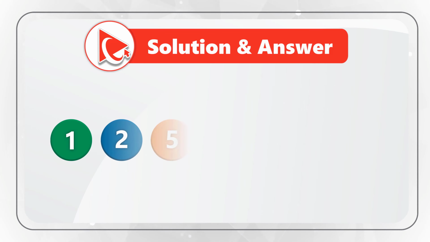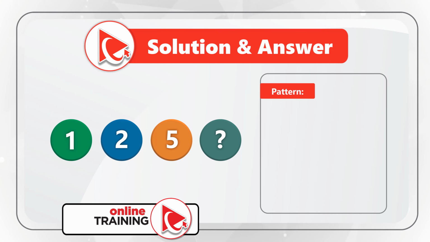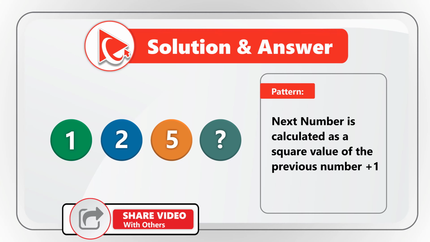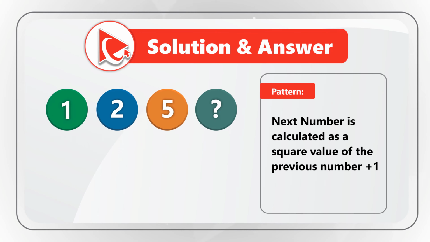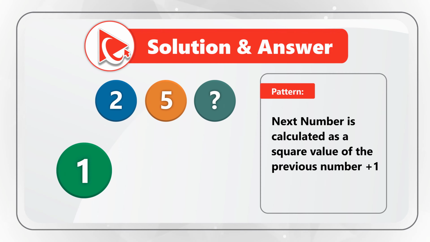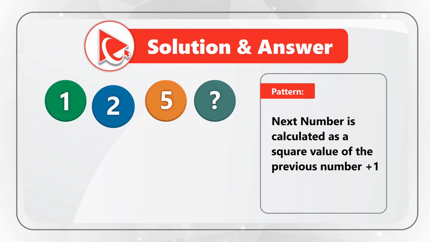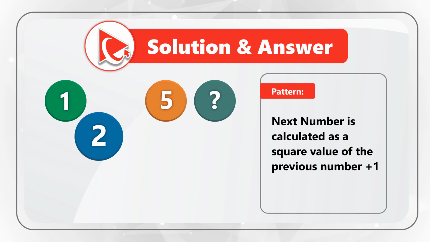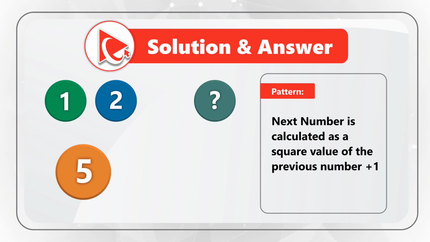I keep repeating myself when I say that finding pattern is the key to solve this challenge. And the pattern here is that the next number is calculated as a square value of the previous number plus 1. Let's look at the example. The first number is given, which is 1. Second number is calculated as 1 square plus 1 and equals 2. The third number is calculated as 2 square plus 1 and equals 5, which means that the missing number is calculated as 5 square, which would be equal to 25, plus 1, which would be equal to 26.